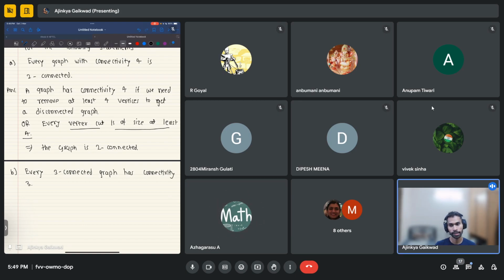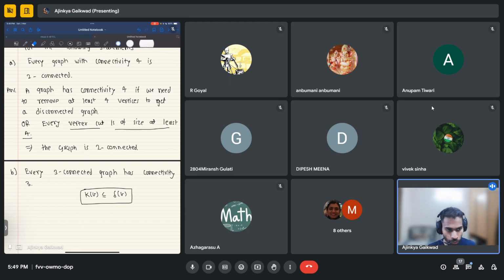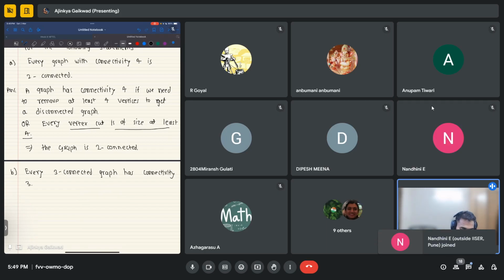No, no. What I'm saying is, this is the relation. The connectivity of a graph G is at most the minimum degree of G. Yes, at most. So we'll get back to this part in the next question, but let me just focus on this problem for now. So again, take a minute and think whether every 3-connected graph.